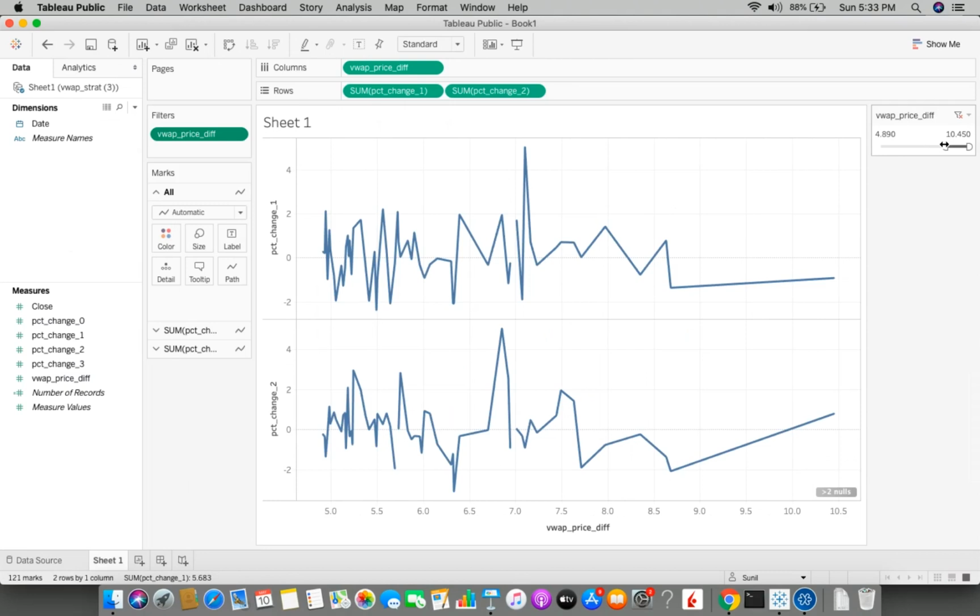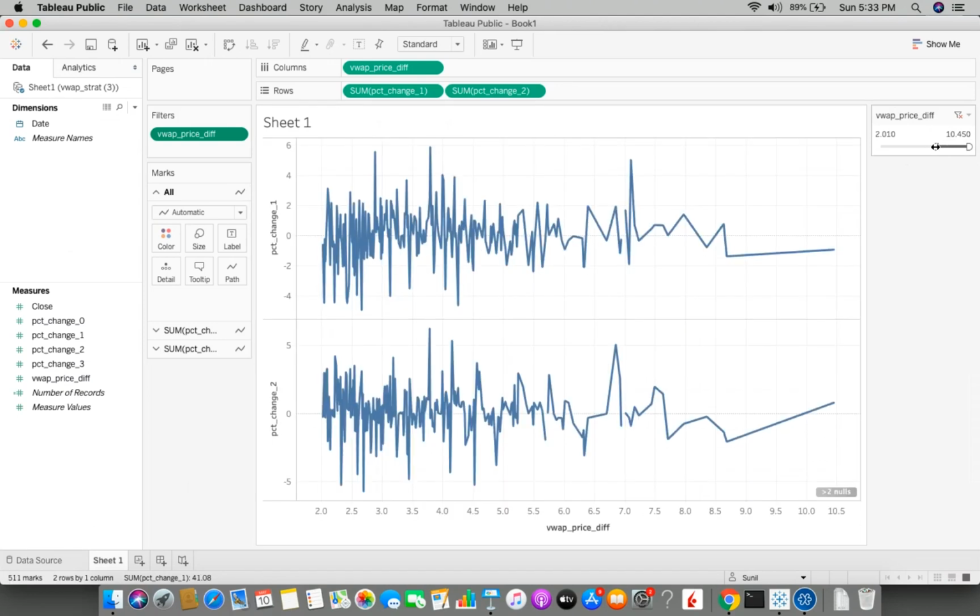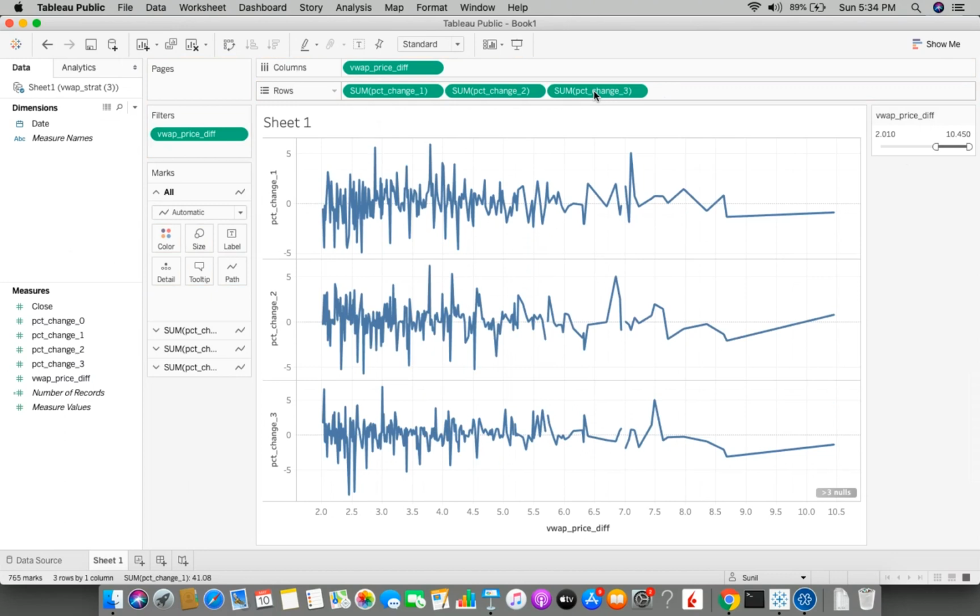Wow. So it looks like if VWAP price difference is increasing, the percentage change of the next 2 days is also getting better. Let us see where we are getting the best returns, which is the best parameter for us, VWAP price difference. And let us see the percentage change of the next 3 days. Why not? Why just 2 days? Let's check for 3 days.